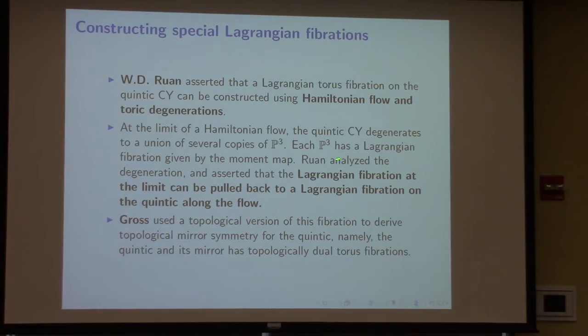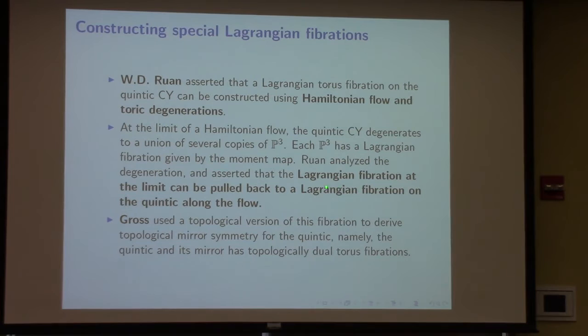And Ruan understood this and asserted that the Lagrangian fibration has a limit, which can be proven to form a Lagrangian fibration in the Calabi-Yau. So it is a rather nice and beautiful construction, except that the Lagrangian fibration is not special Lagrangian. But one hopes, at least one expects, that this Lagrangian fibration may be perturbed to be a special Lagrangian fibration.